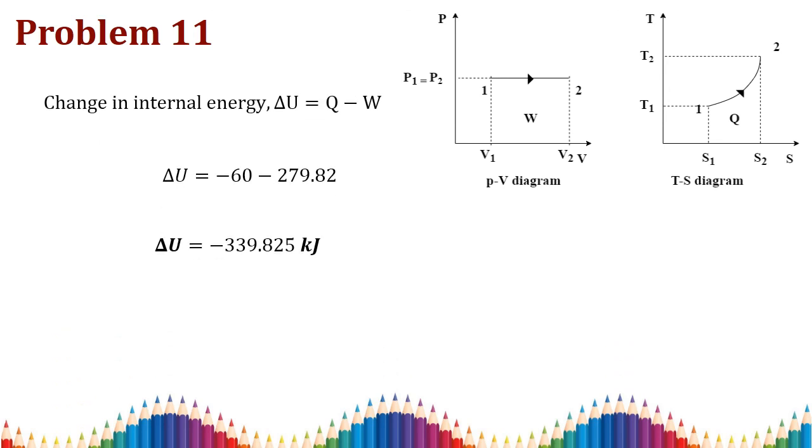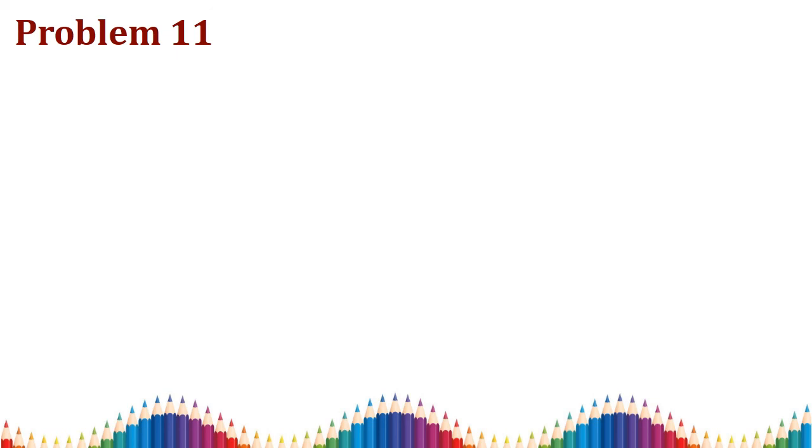Then the change in internal energy. From the first law of thermodynamics, Q is equal to W plus delta U. We need the internal energy because the work done we found in the previous slide, and the heat transfer, that is heat loss, is given in the question. So considering the first law, delta U is equal to Q minus W. Q is minus 60 since heat is lost from the system, and the work done you have to substitute in kilojoule, not kilowatt hour, because we need the change in internal energy in terms of kilojoule. So delta U is equal to minus 60 minus 279.82. You will get delta U equal to minus 339.825 kilojoule.